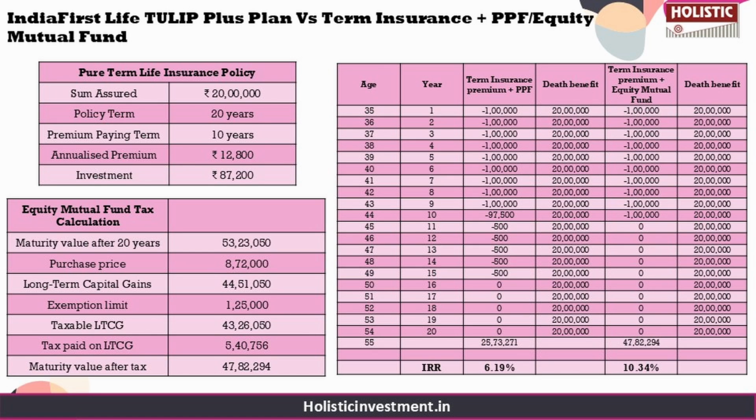Another strategy is a high risk strategy. So here, if you are an investor with a higher risk appetite, equity mutual funds offer significant upside. So the pre-tax maturity value after 20 years would be 53.23 lakh, while the post-tax maturity value, which is after LTCG tax applies on redemption, will come down to 47.82 lakhs. So if you calculate the post-tax IRR, it will be 10.34%.